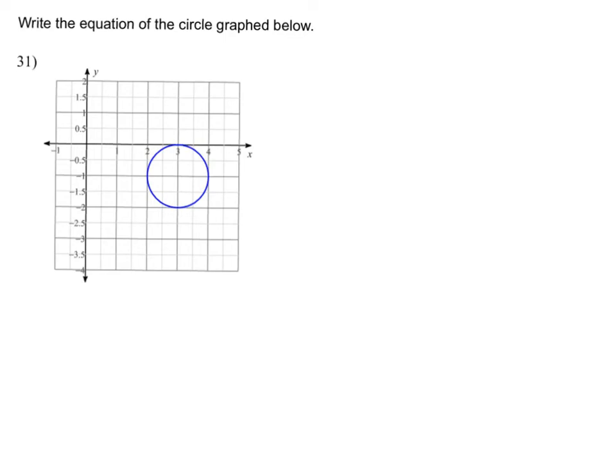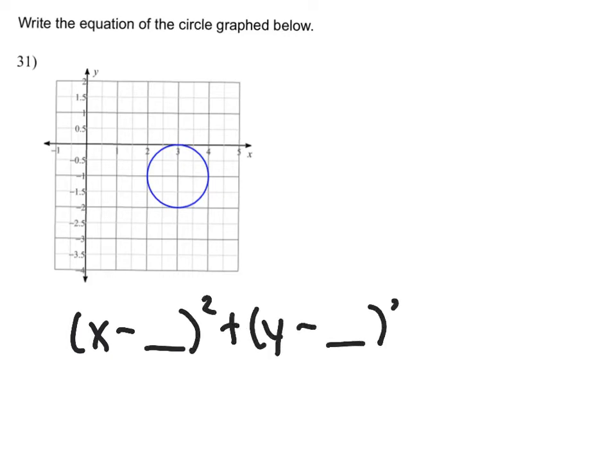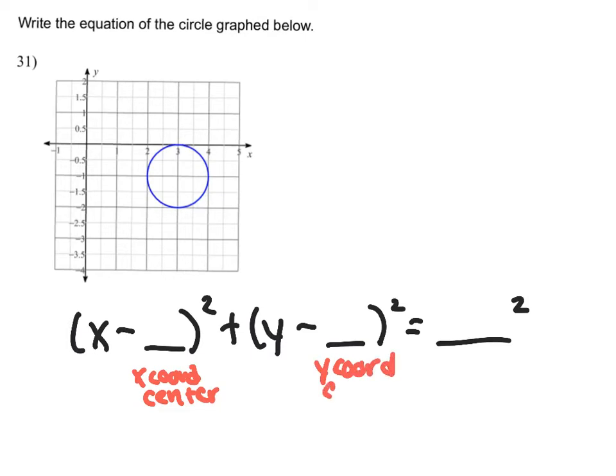In this video, we will discuss finding the equation of a circle from a graph. Now, the general form of the equation of any circle is x minus the blank squared plus y minus the blank squared equals the blank squared. So for our standard form, this is the x-coordinate of the center, the y-coordinate of the center, and the radius.